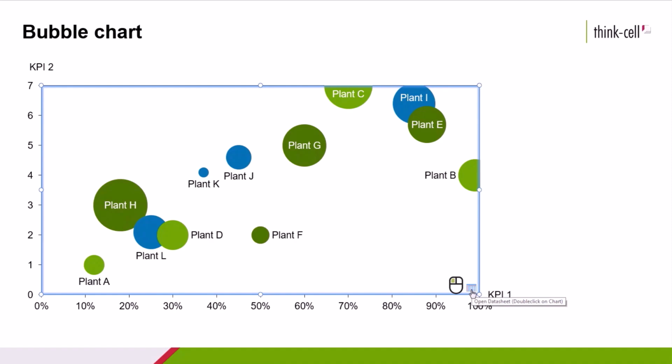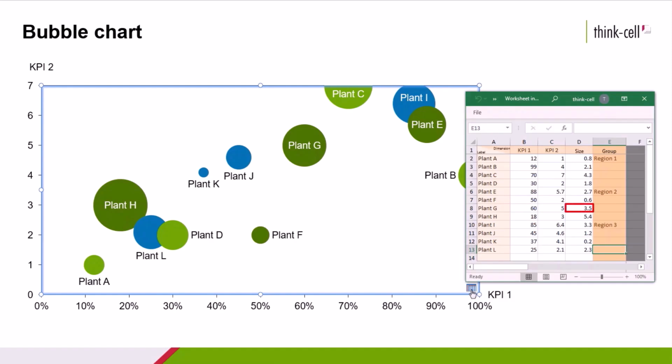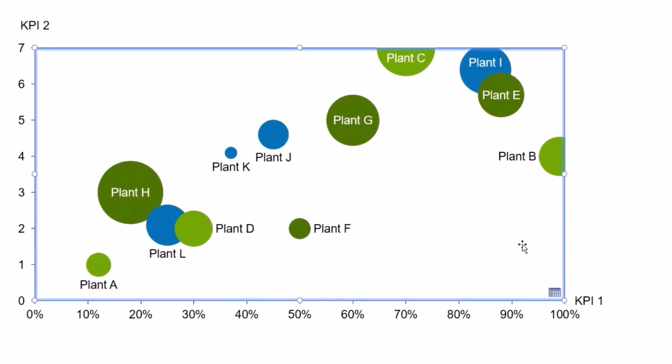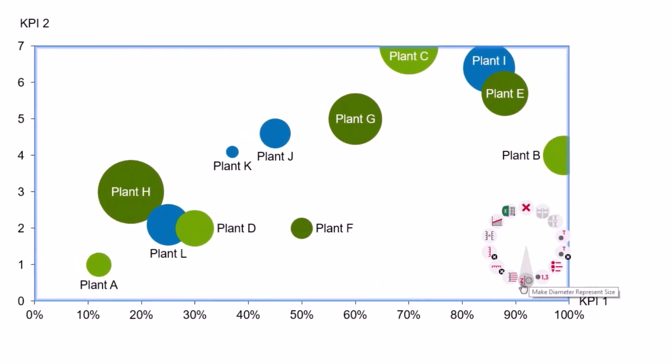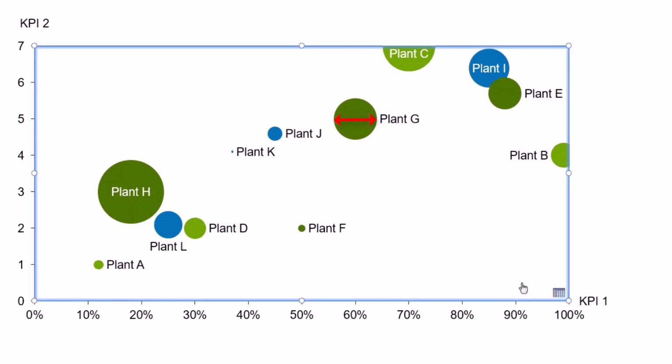By default, the size value in the datasheet is proportional to the area of the bubble in the chart. Right-click on the chart and pick Make Diameter Represent Size to set the size proportional to the diameter of a bubble. Add a bubble size legend by right-clicking on the chart and choosing Add Bubble Size Legend.